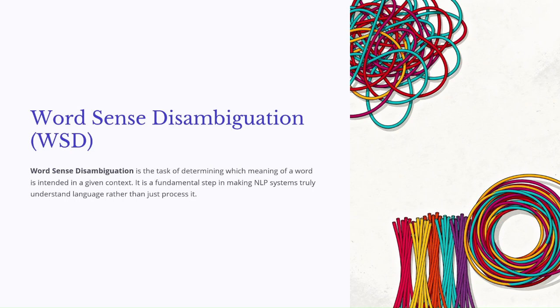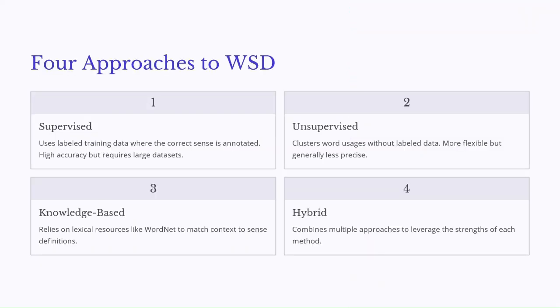So we will go into word sense disambiguation. WSD is the task of determining which meaning of the word is intended in a given context. It's a fundamental step in making NLP systems truly understanding language rather than just processing it. So four approaches you can go with: supervised learning, unsupervised, knowledge based, and hybrid.